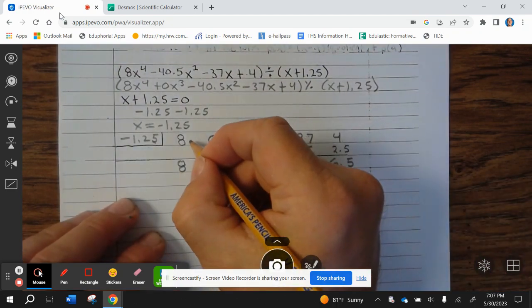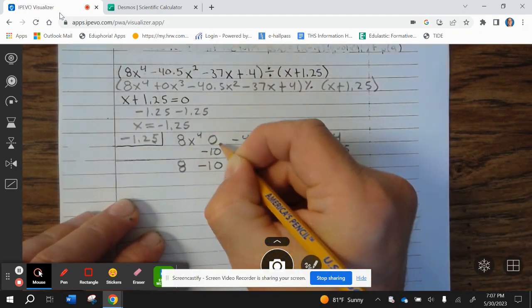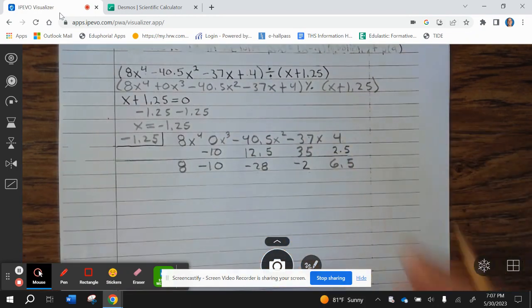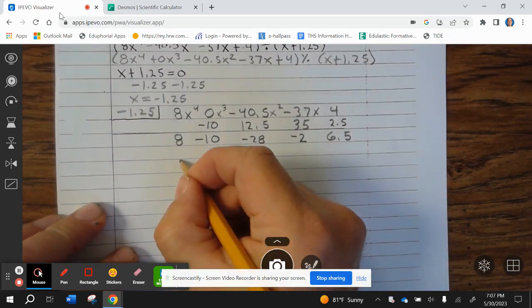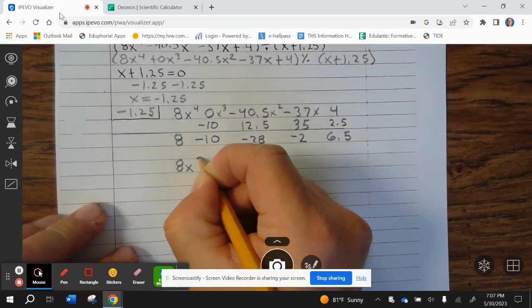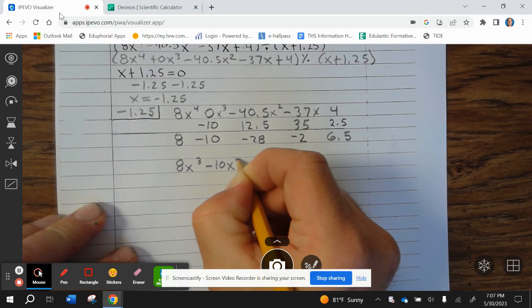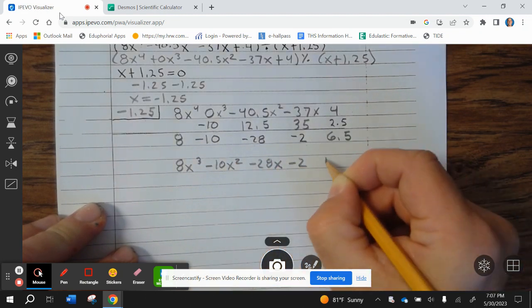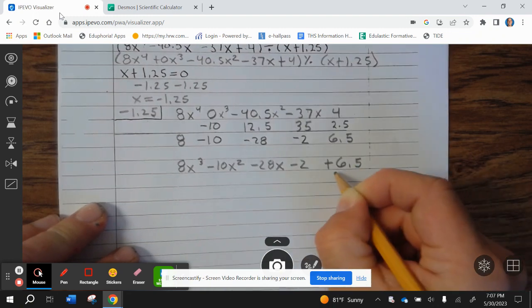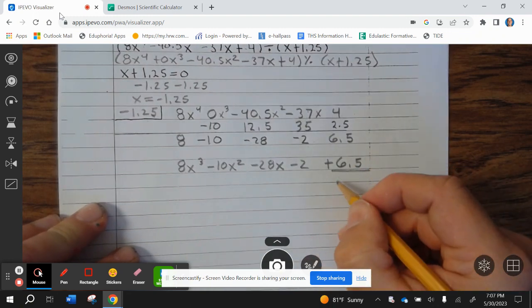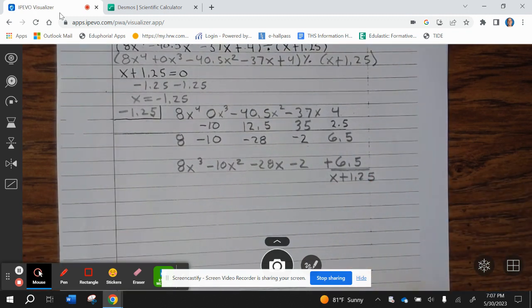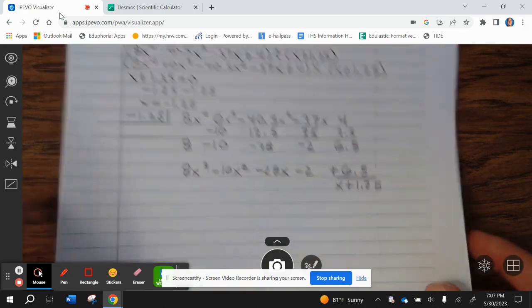Now, this was x to the 4th, x cubed, x squared, x, but when you divide, the exponent must decrease by 1. So this becomes 8x cubed minus 10x squared minus 28x minus 2 plus 6.5 divided by x plus 1.25. All right, go ahead and finish up example 6.